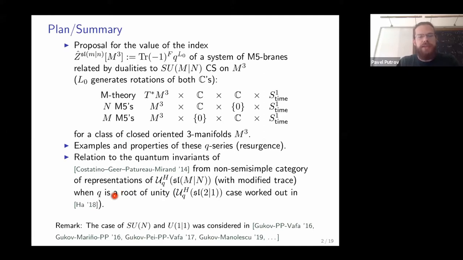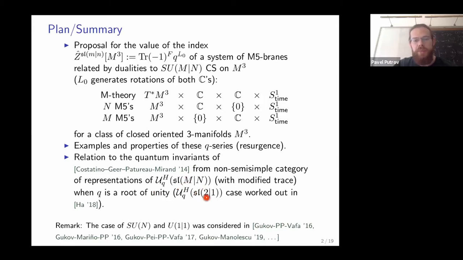how these Q-series are related to certain known quantum invariants of three-manifolds, and these are invariants of a type considered by Costantino, Geer and Patureau-Mirand. And so these are not the usual quantum invariants associated to modular tensor categories, but they are rather associated to a certain non-semisimple category of representations. In our case, it's a representation of what is called the unrolled version of quantum SL(M|N) with a modified trace, and we want to take Q at a root of unity.